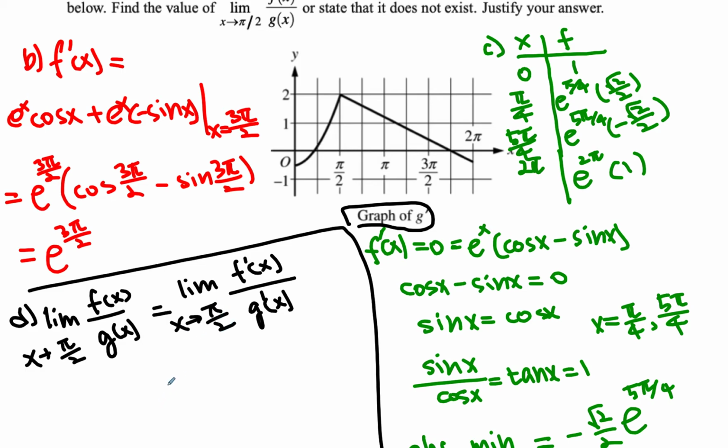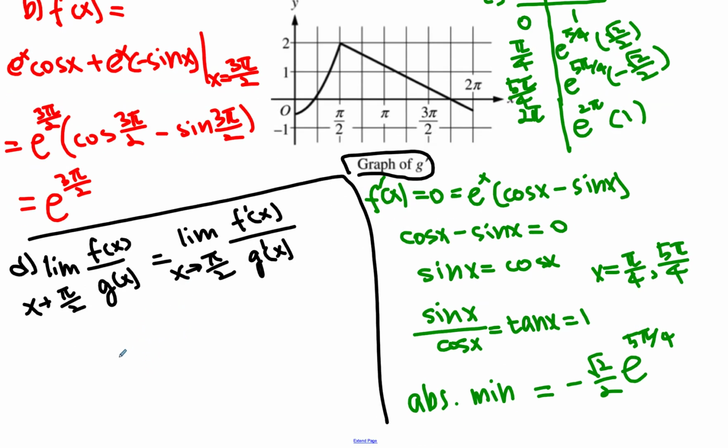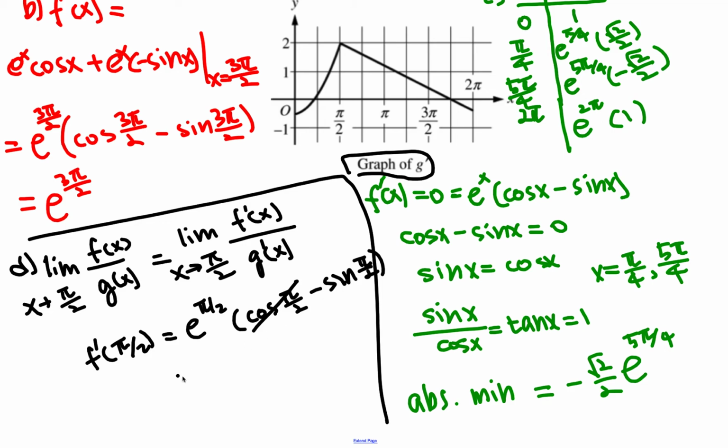Now, I think we can easily figure out that f prime of pi over 2 is equal to e to the pi over 2 times cosine of pi over 2 minus sine of pi over 2. Now, cosine of pi over 2 is equal to 0. And then this one becomes negative 1. So we get negative e to the pi over 2.